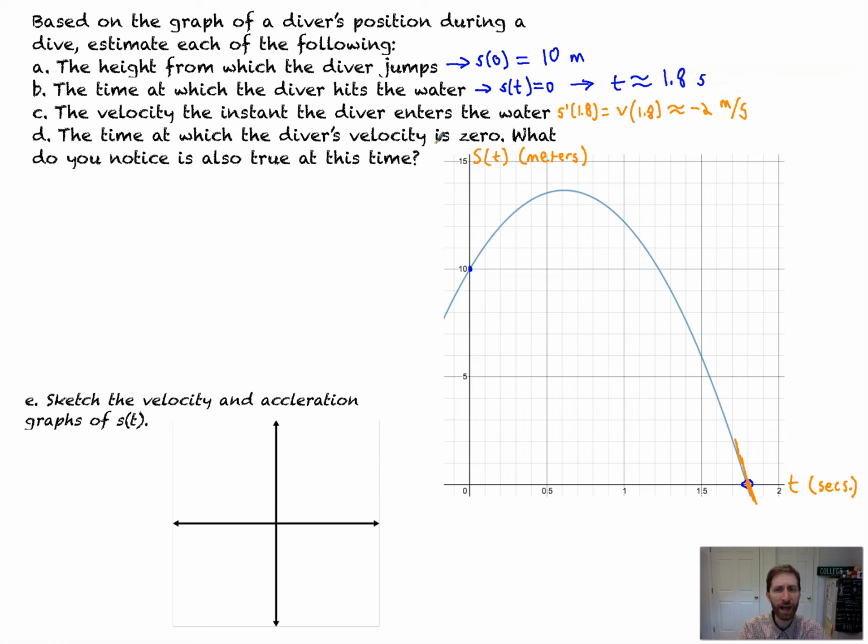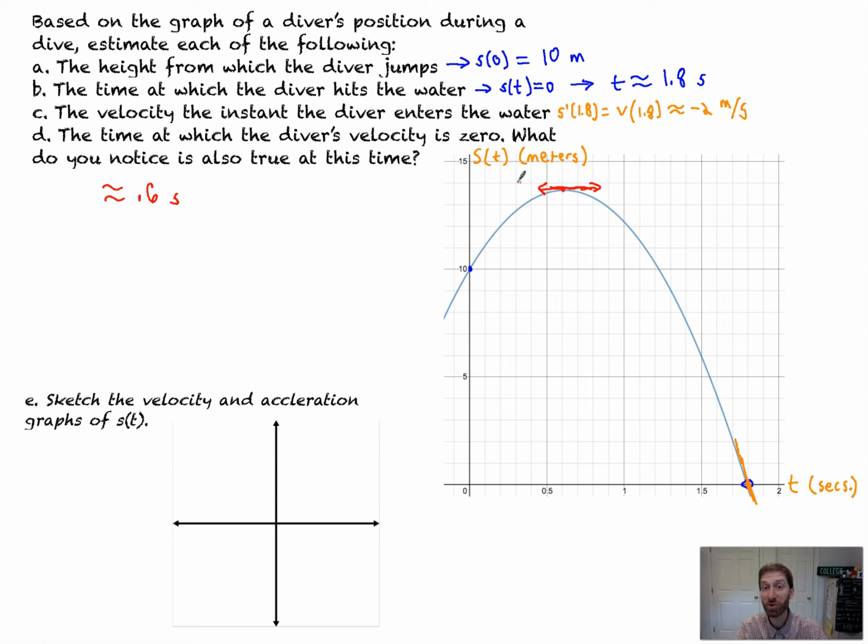The time at which the diver's velocity is 0. So that would be, where is the slope 0? Well, let's take a look at this graph. Well, the slopes are all positive here, and right about there the slope is 0. We have a horizontal tangent line. We've heard of that before. Interesting. And then the slopes all go negative. Interesting indeed. So roughly, what is that time? That's roughly at about 0.6, right? Here's 0.5, over 0.1 more, so 0.6. So that would be at approximately 0.6 seconds. Need the units again.